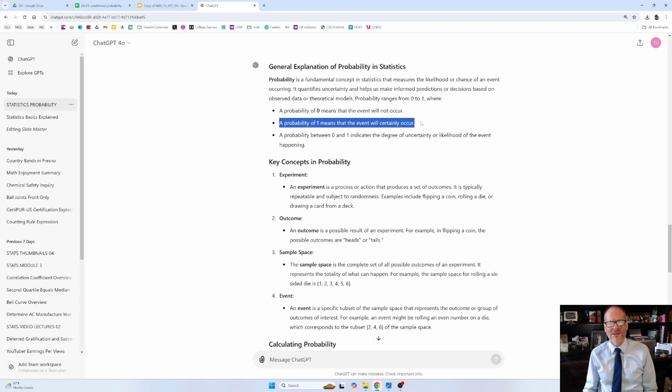A probability of 1 means the event will certainly occur. So an example of a probability of 1 is that I'm going to pick up a pink marker. The probability assigned to that is 1. It occurred, so that's definitely going to happen. If I have a die, a die is the singular version of dice, and it's a 6-sided die and I roll it, the probability that 1, 2, 3, 4, 5, or 6 will come up is 1. One of those numbers is going to come up. So probability between 0 and 1 indicates the degree of uncertainty or likelihood of the event happening.